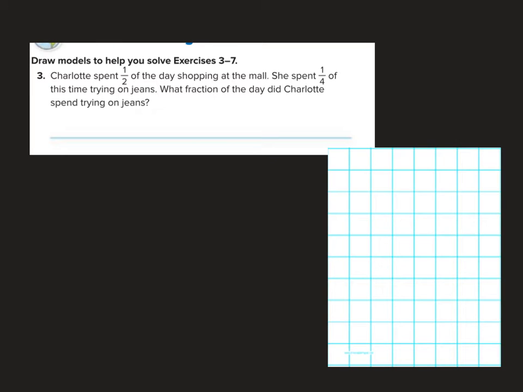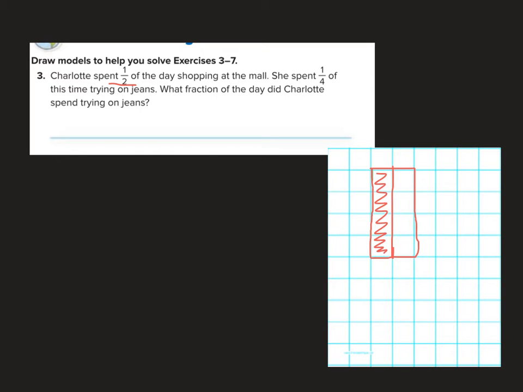Draw models to help you solve exercises 3 through 7. Charlotte spent 1/2 of the day shopping at the mall. Okay, so I have my graph paper here. I need to make 1/2, so here's 1/2. Okay, and I'm going to shade in 1 piece out of my 1/2.